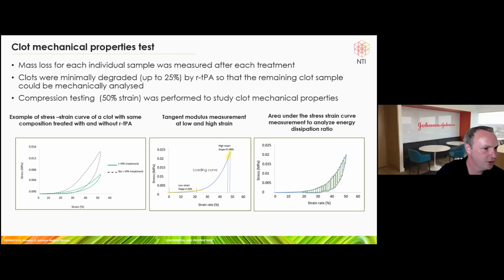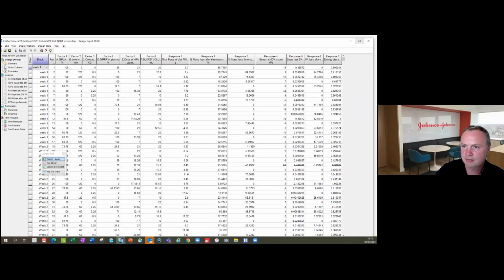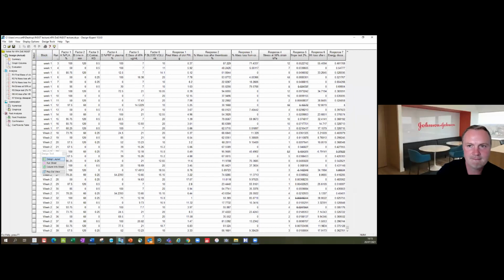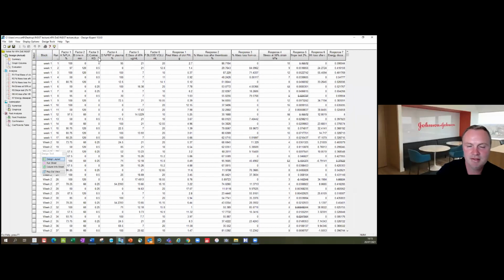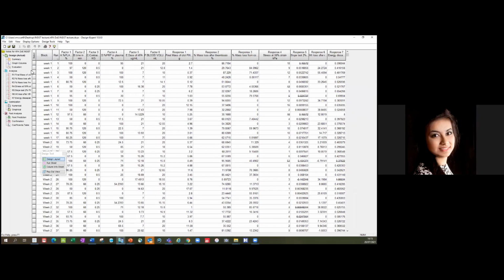I'll just swap over to the design expert file now. Let me know if you can see it. Can you see this? Can you see a data sheet with lots of numbers? We can. Yeah, we can.